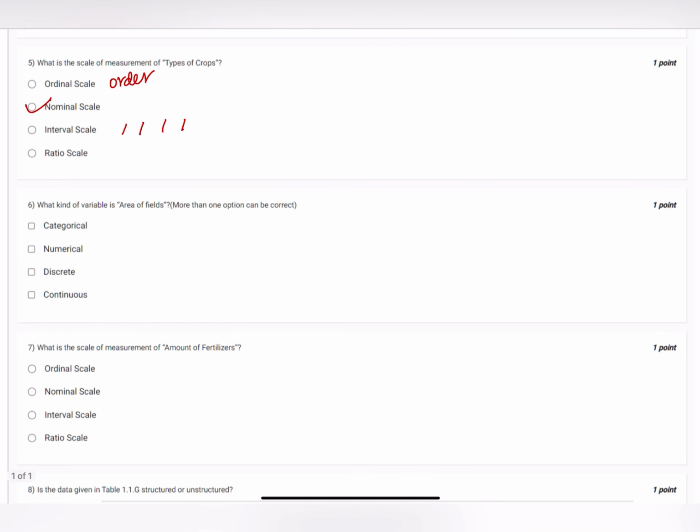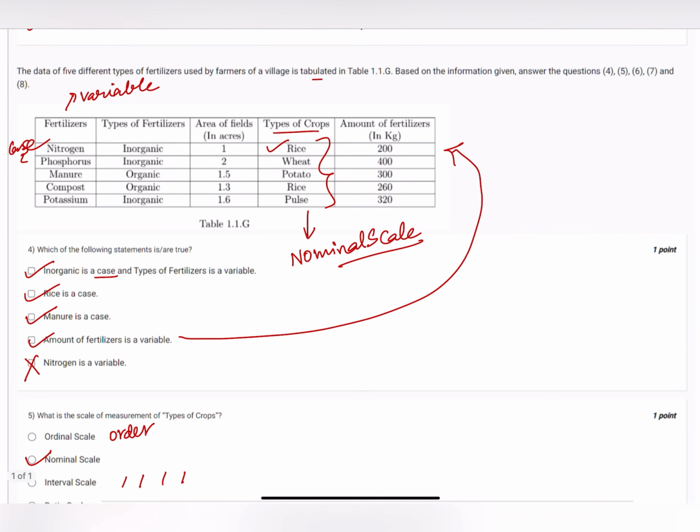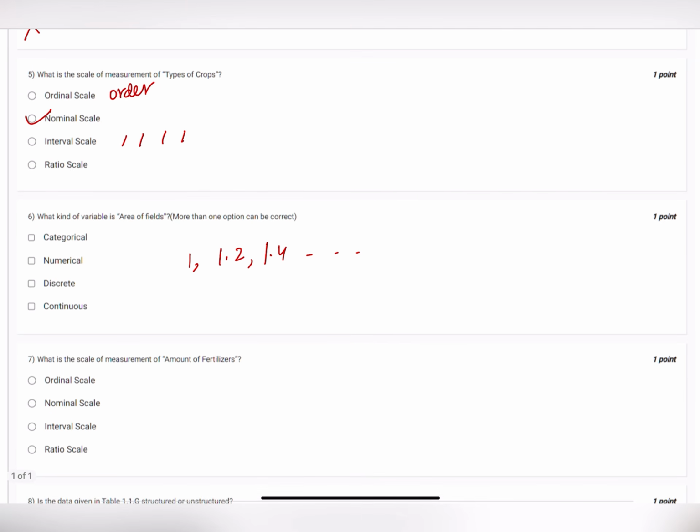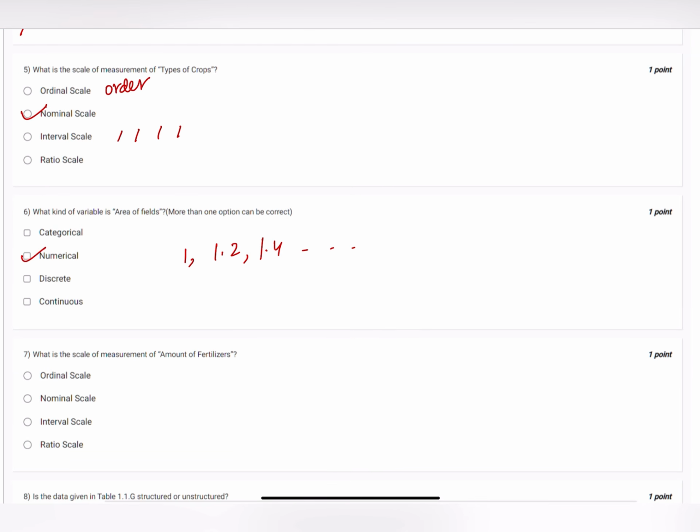What kind of variable is area of fields? More than one option can be correct. So area of field, first of all, this is a numerical data. Now, second thing is it has value 1, 1.2, 1.4 and kind of like this value. So it's a numerical data. Undoubtedly, it's a numerical data. It's a continuous data. Now, why do I say so? It's not a categorical data, not a discrete data.